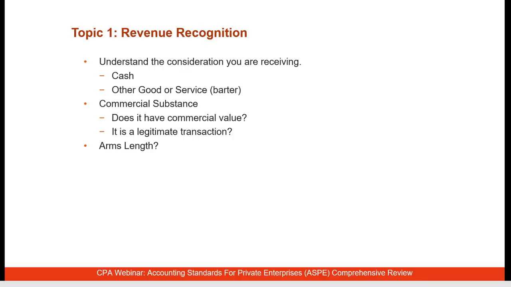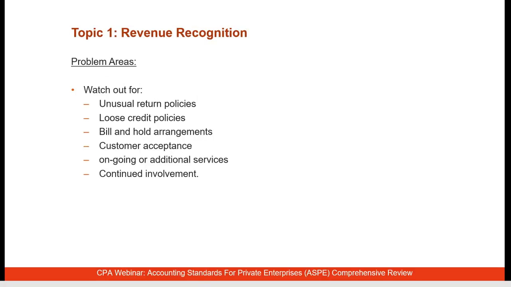So these are some things that you want to think about when there is an exchange that has happened: look at the consideration being received. So problem areas, some things to watch out for are unusual return policy, loose credit policies, bill and hold arrangement, customer acceptance, ongoing or additional services, continued involvement. I'm not going to cover these specific sections all in detail because there are different revenue recognition situations, but I want to teach you to fish instead of me always fishing for you.